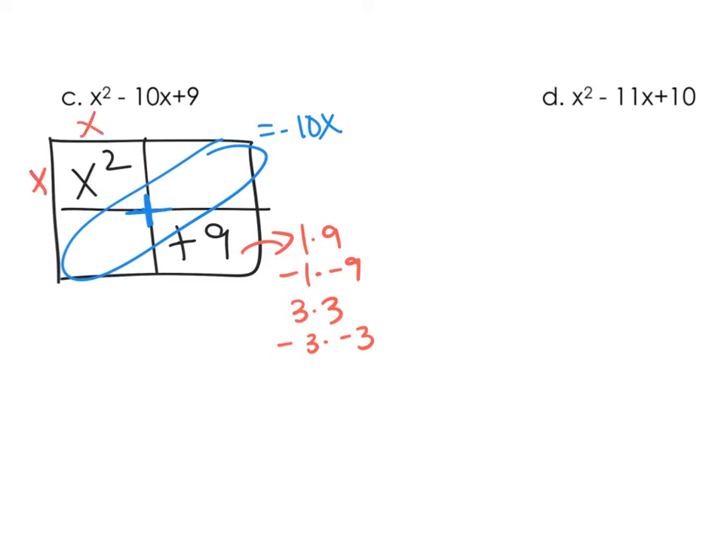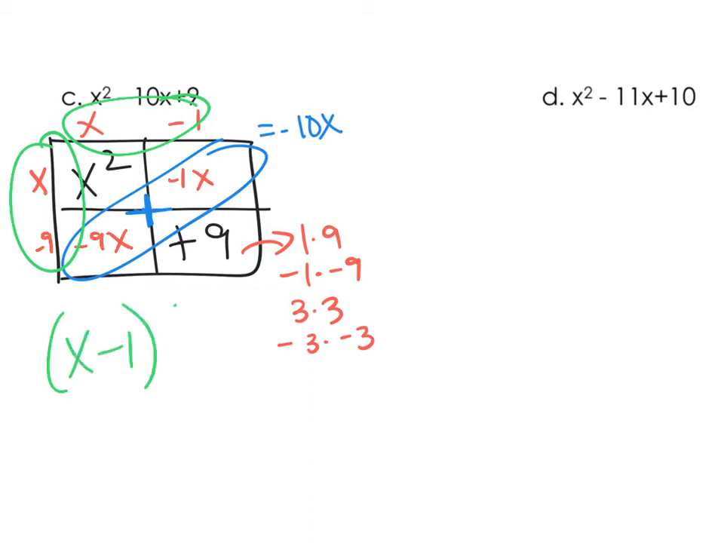x times x. And then you should have gotten negative 1 and negative 9 to be what works, because that gives you a negative 1x plus a negative 9x, which adds to be that negative 10. So if we write our answer from the top and the side, we have an x minus 1 and an x minus 9.